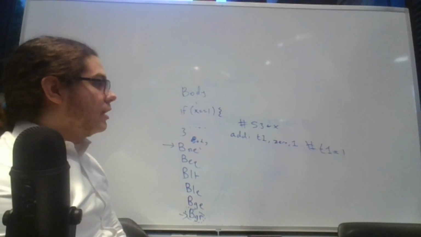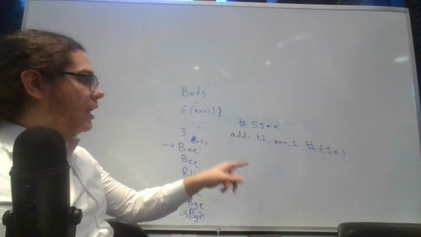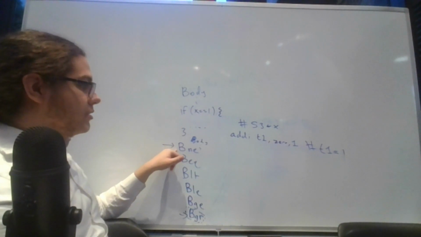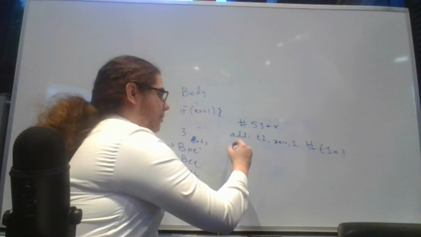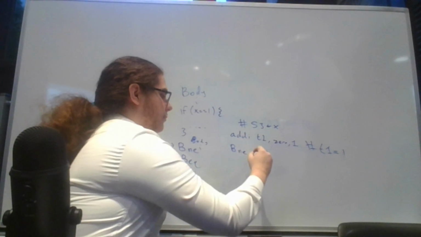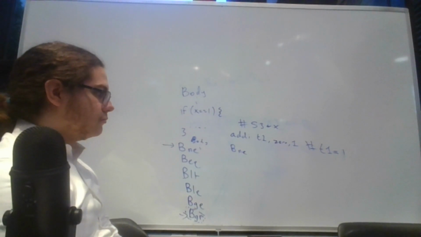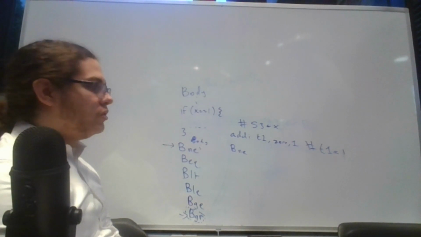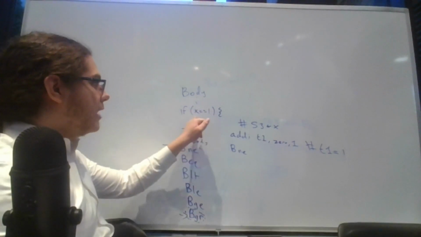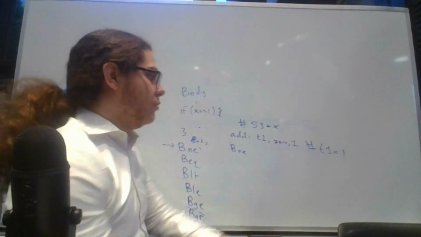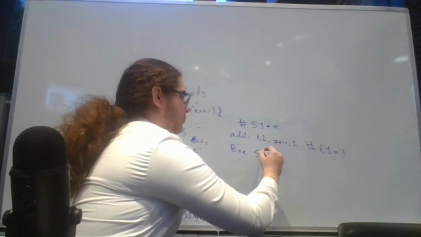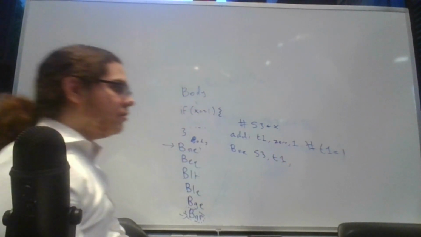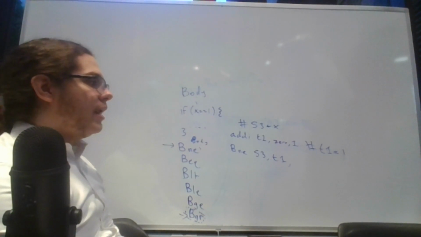Yes. Okay, so now that we have a value to compare against in a register, we can now use this instruction. So I can say branch if not equal. Then I write the 2 things I'm comparing. The 2 things I'm comparing are X and 1, and here they're S3 and T1. The third thing that I write is the label that I want to jump to.